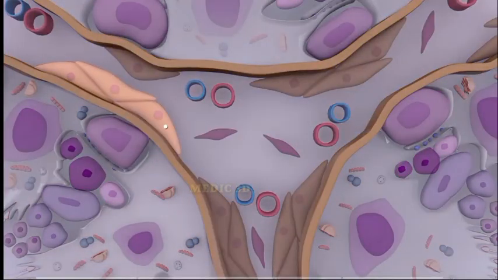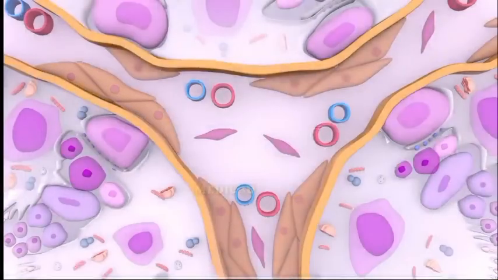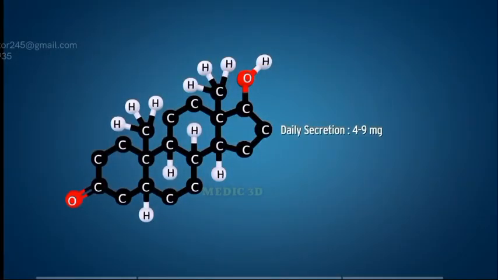Testosterone is secreted by the interstitial cells of Leydig, which are present in the seminiferous tubule. These interstitial cells of Leydig constitute about 20% of the mass of the adult testis. 4 to 9 milligrams of testosterone is secreted by the testis every day. However, a small amount is also secreted by the female ovaries and adrenal glands.